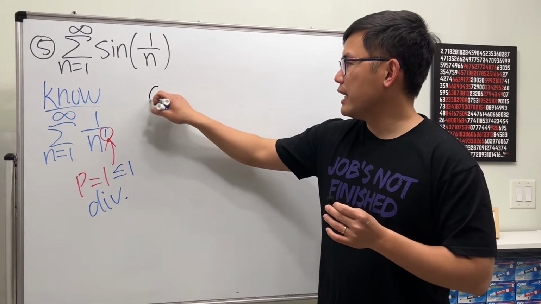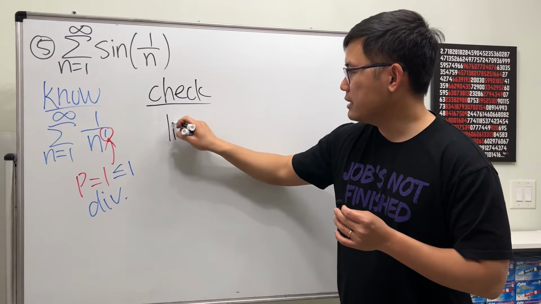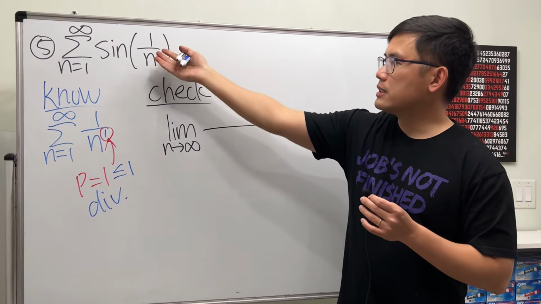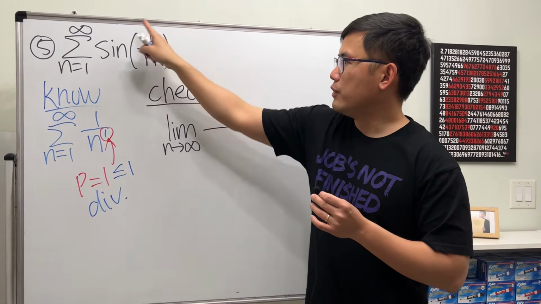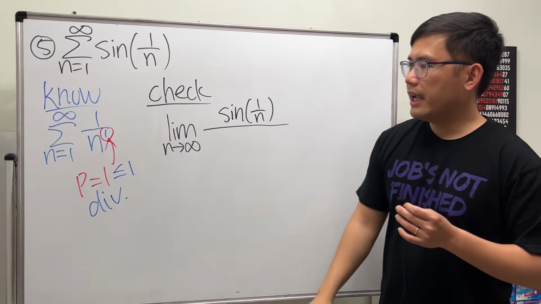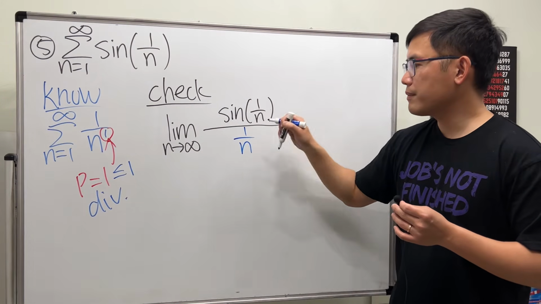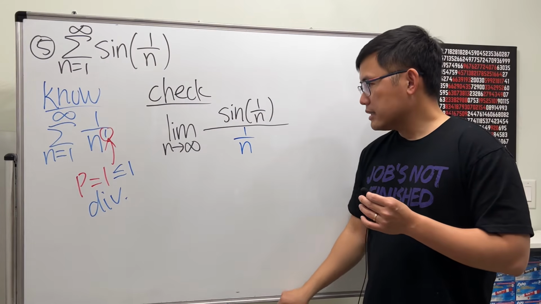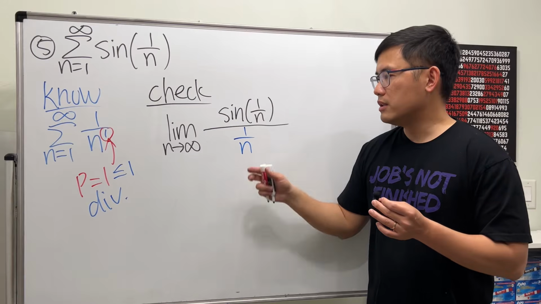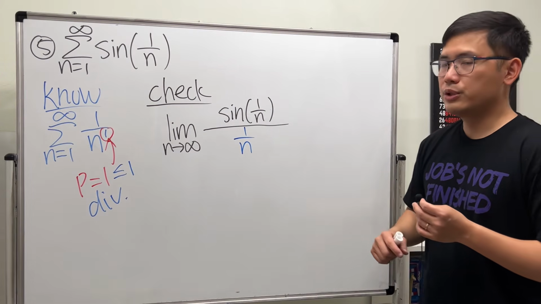Here, let's go ahead and check the limit as n goes to infinity. This is the one that we're trying to get, and just write down the formula part right here, which is sine of 1 over n. And then let's put down this right here, 1 over n. As n goes to infinity, notice this and that, they both go to 0. This is a 0 over 0 situation. Do not use L'Hopital's rule though, because this is a special limit.